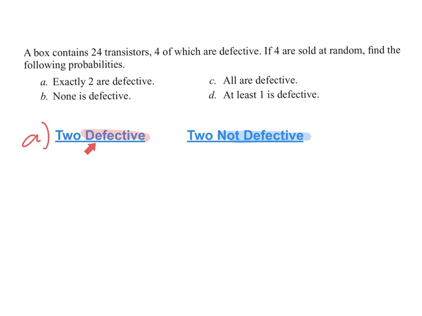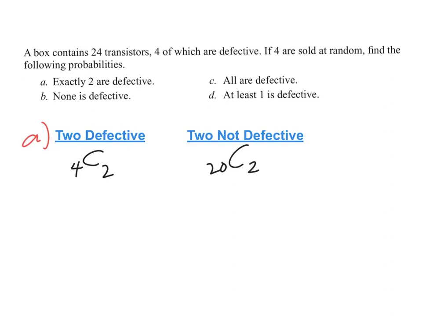2 from how many? 4. So there's 4 defective. We're going to choose 2 of them. Okay, so that's the defective pile. You already told me there were how many not defective? 20. How many are we choosing from that part? 2. Okay? So the combination for the not defective is 20 choose 2.